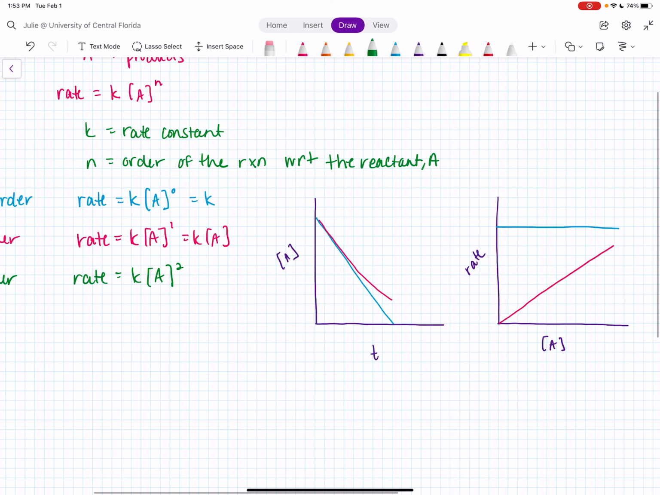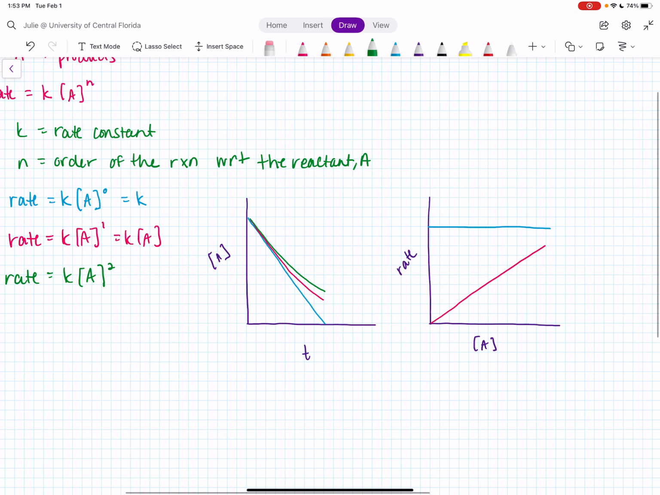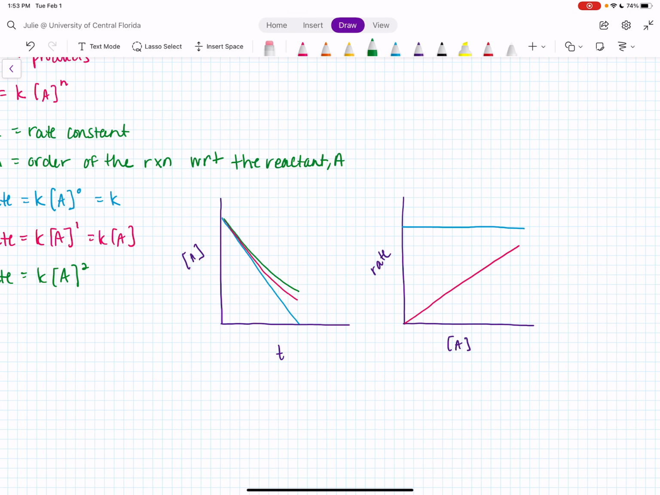So if we look at how fast the concentration decreases with time, we're going to see that that's going to end up being even slower, right, as time goes on. And then if we look at the relationship between rate and concentration, well, as the concentration of A increases, the rate of the reaction is going to increase exponentially, quadratically. Right?